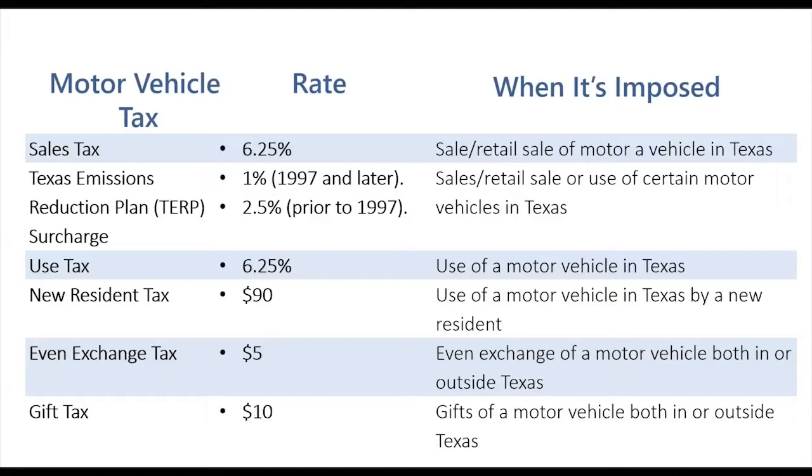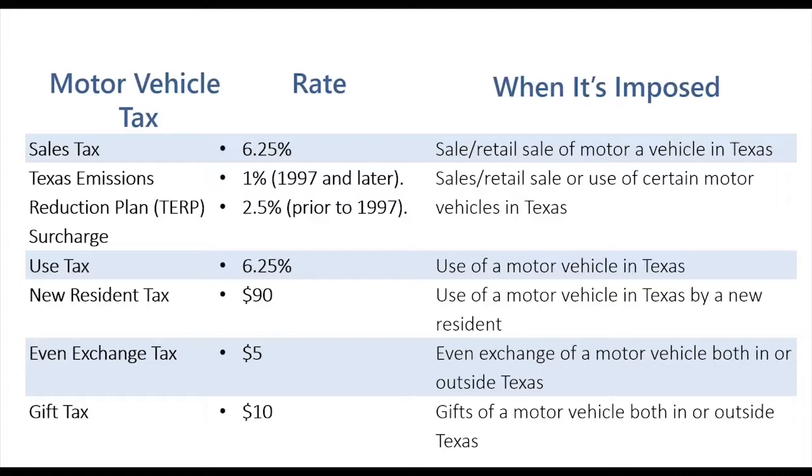Another tax that's available under Chapter 152 is called new resident tax. This is a $90 tax that is available for anyone who comes into the state with a motor vehicle and is a new resident. And this can apply to businesses and any type of legal entity too. We're going to talk about what a new resident is here in just a little bit, but I wanted to give you a note here.